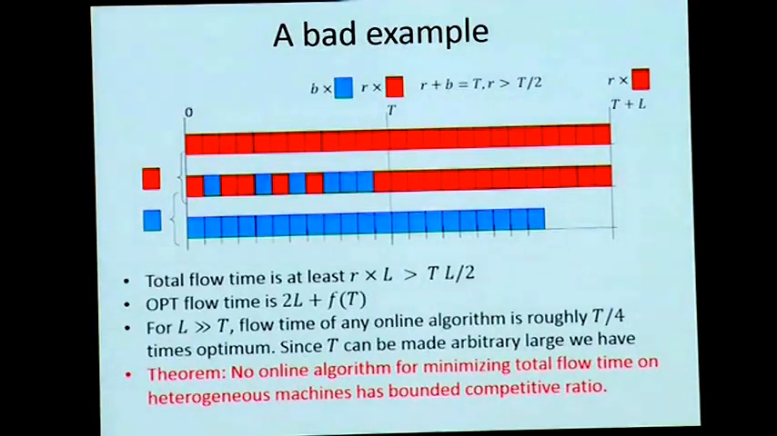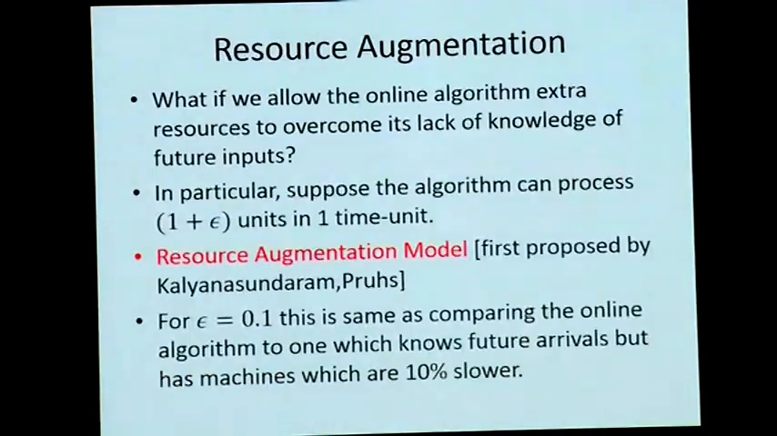So this in fact is a proof for this theorem that I have here, which says that there is no online algorithm which minimizes flow time on heterogeneous machines. Here it is important that some jobs can be processed only on some subsets of machines. So if I'm minimizing flow time on heterogeneous machines, then there can be no online algorithm for it, or no online algorithm with any bounded competitive ratio.